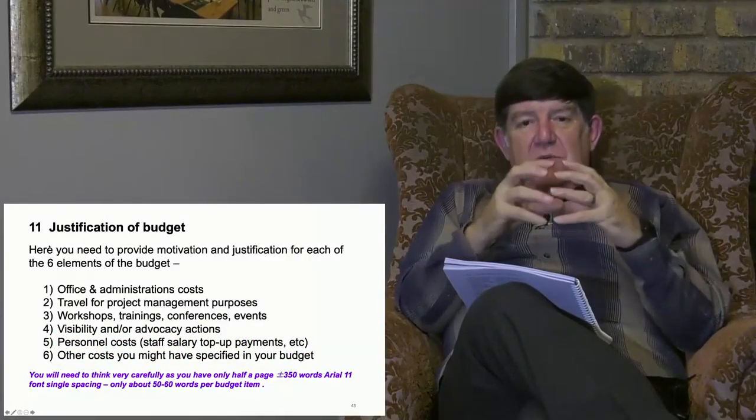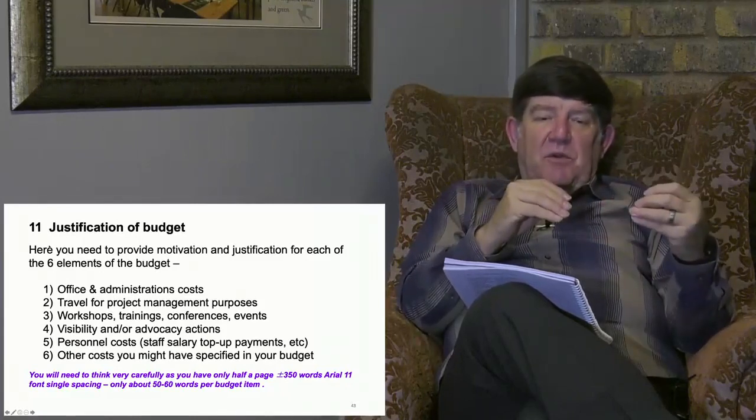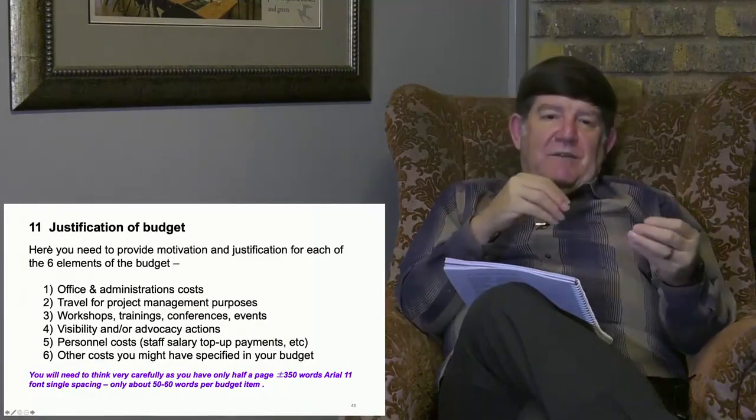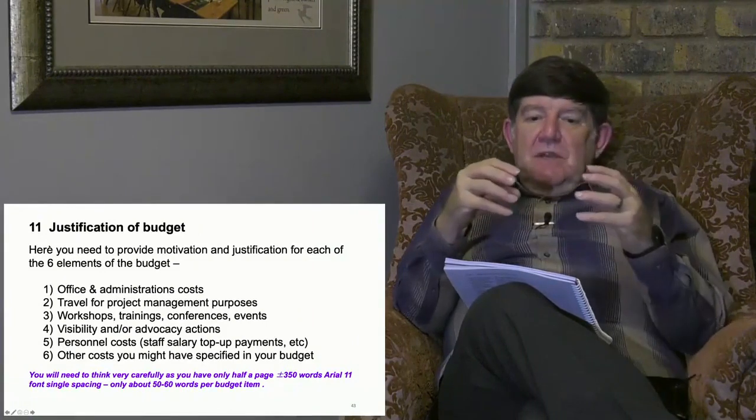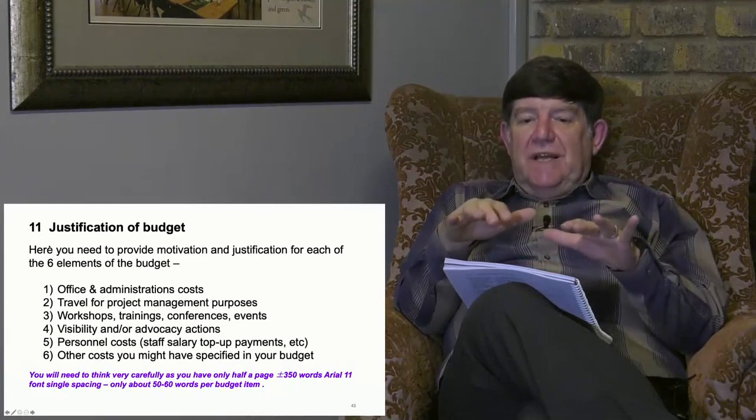These are the costs, and this is how the costs are justified. This is why we're relevant. This is why we have 50 people, or 30 people, or 10 people in a workshop. Visibility, advocacy, motivate, describe. Personnel cost, salary top-up payments.